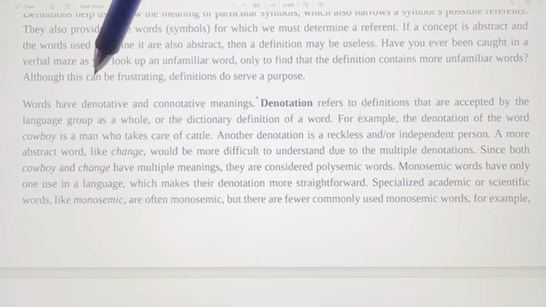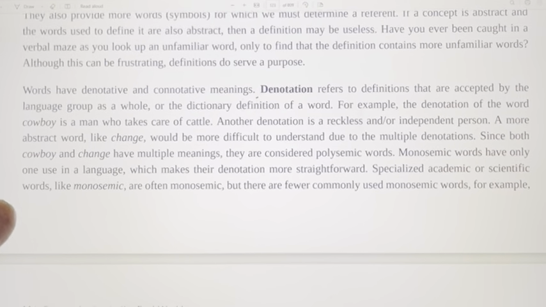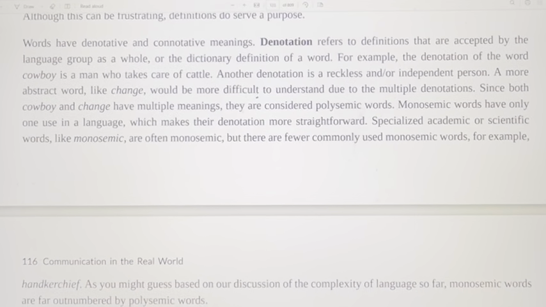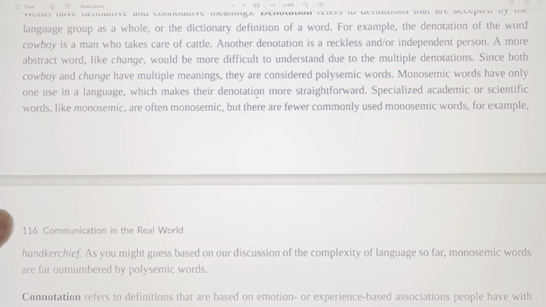Words have denotative and connotative meanings. Denotation refers to definitions that are accepted by the language group as a whole, or the dictionary definition of a word. For example, the denotation of the word cowboy is a man who takes care of cattle. Another denotation is a reckless and/or independent person. A more abstract word like change would be more difficult to understand due to the multiple denotations.